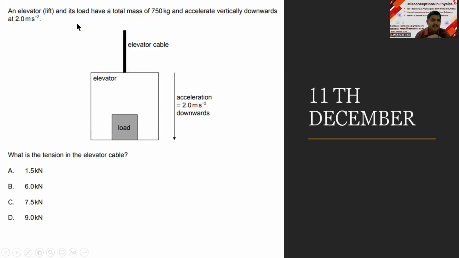Next, an elevator, lift, and its load have a total mass of 750 kgs and accelerate vertically downwards at 2 meter per second square. It's moving downwards with 2 meter per second square. What is the tension in the elevator cable? When something is moving down like this, what is the tension? How do you start? You need to start with a free body diagram. I hope you already learned free body diagrams. Easily one can work it out. There's nothing very tough. You just need to draw a free body diagram, put across the tension there, substitute the parameters and get the answer.